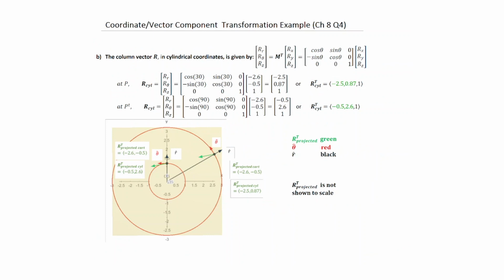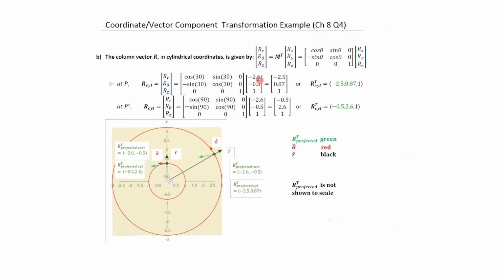Part B, column vector R in cylindrical coordinates at a given location. Well, let's figure out what the transformation is. We want cylindrical coordinates. So we're given Rx, Ry, Rz, we want Rr, Rtheta, Rz, which means this is now the transpose of the transformation matrix. All right, we know what it is in cylindrical coordinates, so I've just written it here. And so all you need to do is plug in what the value of theta is at a given position. And so that's precisely what's being done here.